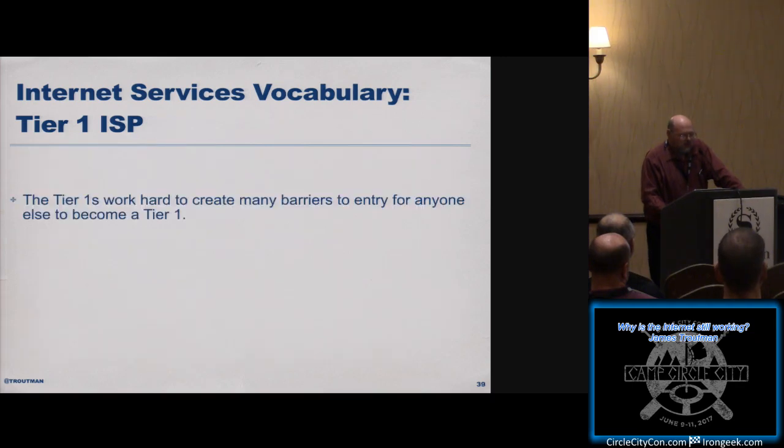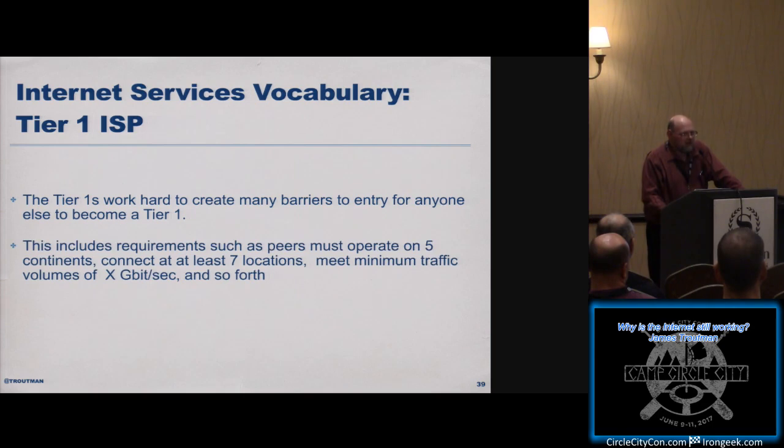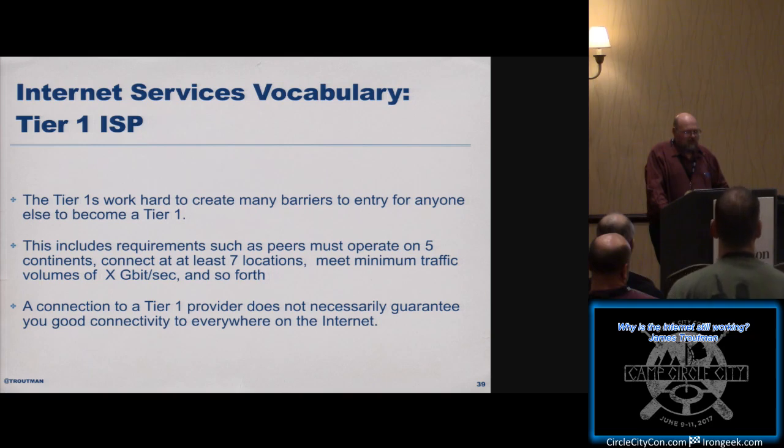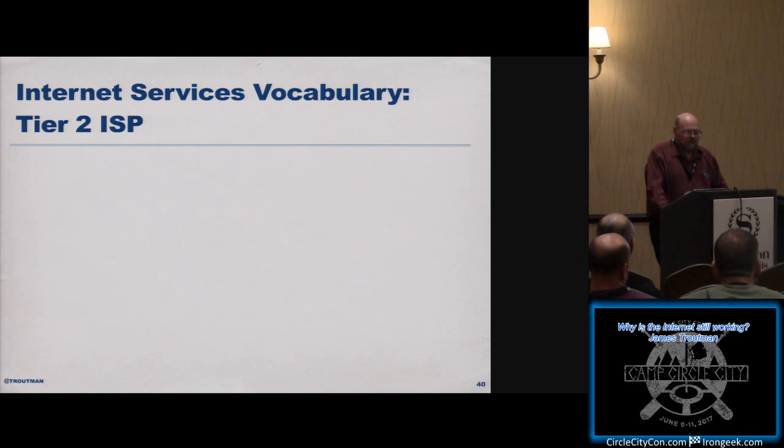So the Tier 1s, they've been called a cabal. They work very hard to create barriers of entry to prevent anybody else from becoming a Tier 1 because they want to get your money. So they set up things such as, you must peer with us on 5 continents. You must connect to us at 7 different locations. You must meet a minimum traffic volume of X gigabit per second, so forth and so on. My main point is that buying internet connectivity from a Tier 1 carrier does not necessarily guarantee you good connectivity to everywhere on the internet, because the internet's a big place.